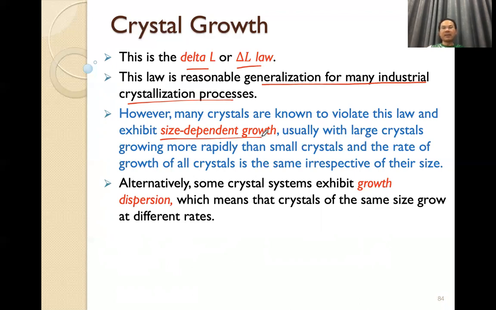Usually large crystals grow more rapidly than small crystals. In size-independent growth, the rate of crystal growth is the same irrespective of the size. Size-independent growth means different sizes keep the same crystal growth. Then there is growth dispersion. Growth dispersion means crystals of the same size grow differently, the same size but growing differently.